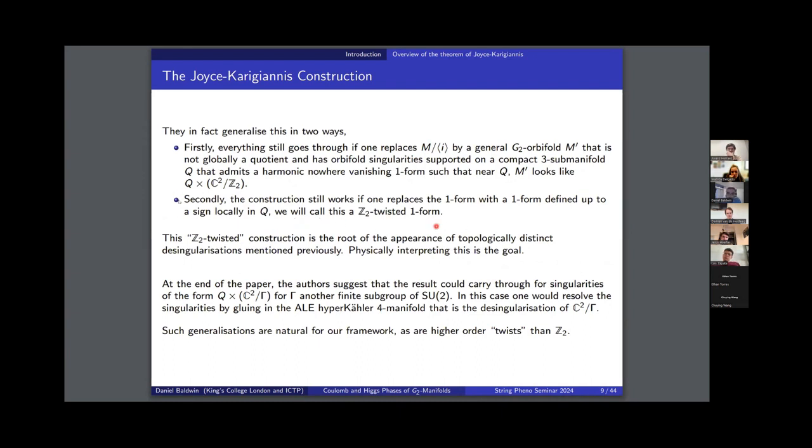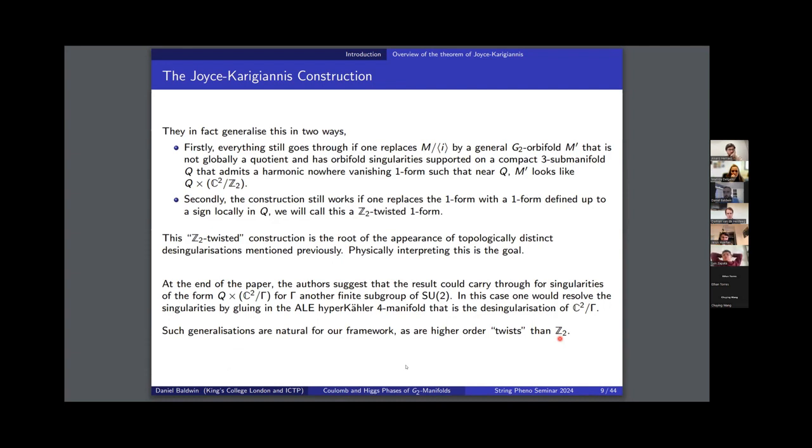And this latter point is important because this Z2 twisted construction is actually where these topologically distinct desingularizations that I mentioned before are going to arise from. And so physically interpreting this is the goal of our work. Also, generalizations of this Joyce-Karigiannis construction are natural in our framework, so we can easily consider more diverse ADE singularities and also higher order twists than just Z2. We could also think about Z3 twisted one forms, for example.